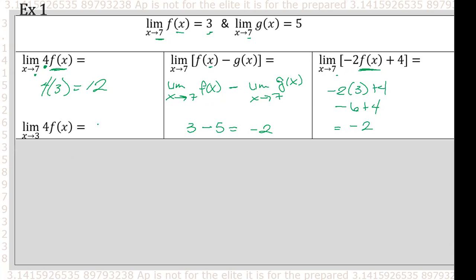And something I mentioned a little bit earlier was we only would know what happens at 7. What if they told us 3? Well, according to this, we don't know what it is, so we're going to have to say undefined. We have no clue what happens in this function at 3.